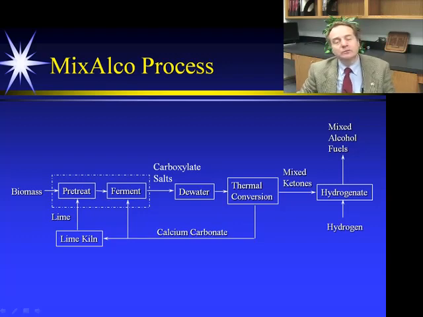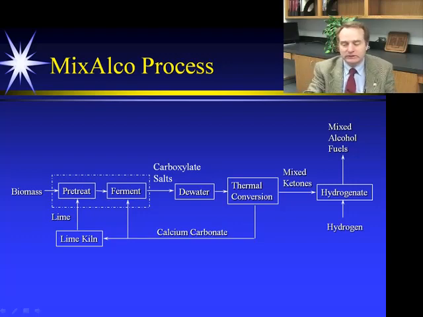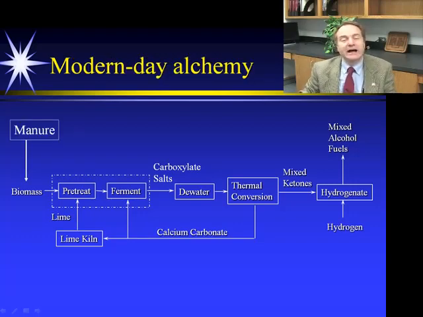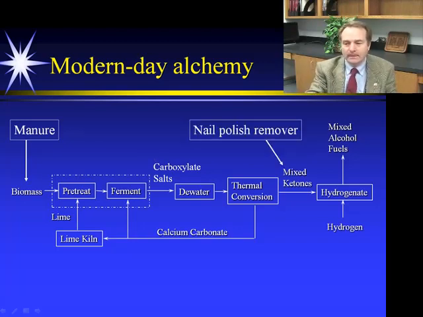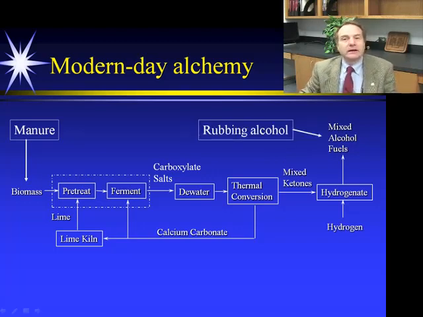Now let me express this in terms that everybody can understand. I imagine that you've heard of alchemists. Their goal was to convert lead into gold. And in a sense, what I'm doing is converting a worthless product, a manure in this case, into things that people want. So imagine we have manure going into our process. I'm going to convert it into the salt of vinegar, nail polish remover, and rubbing alcohol. So I can take something that people don't want and convert it into things that people do want.